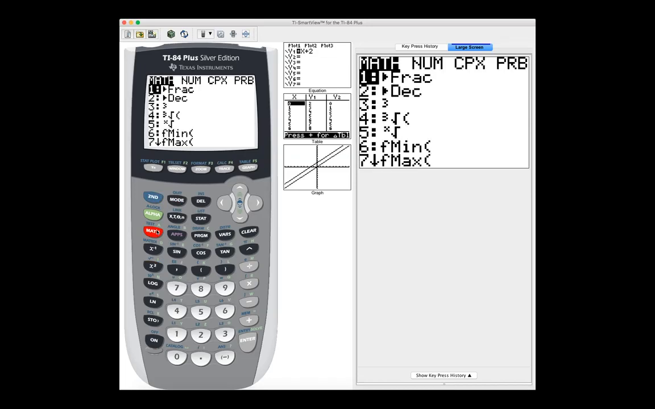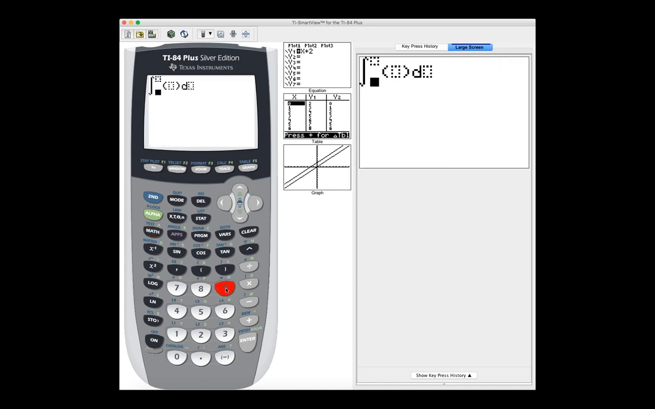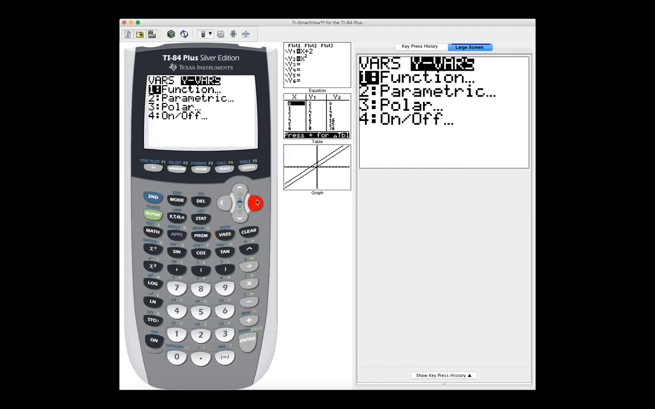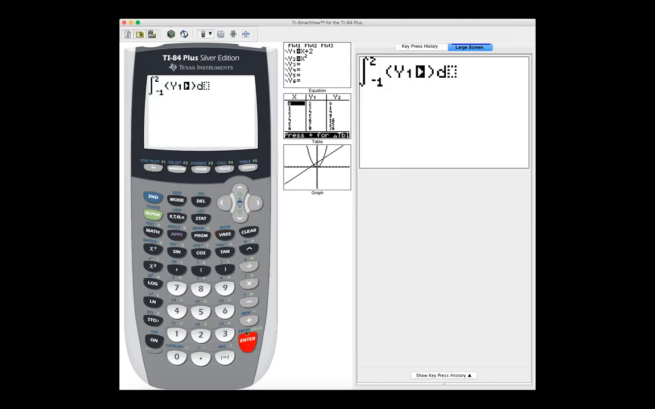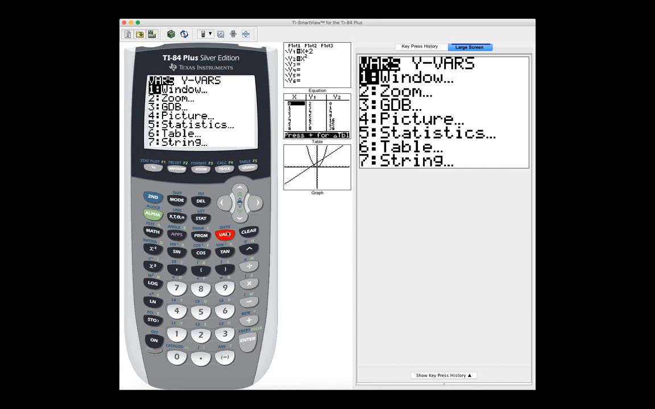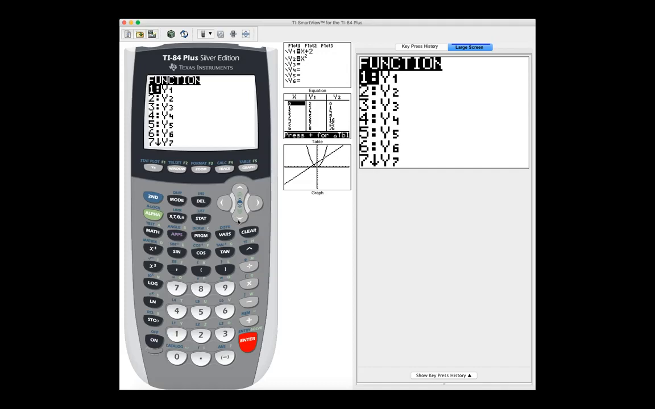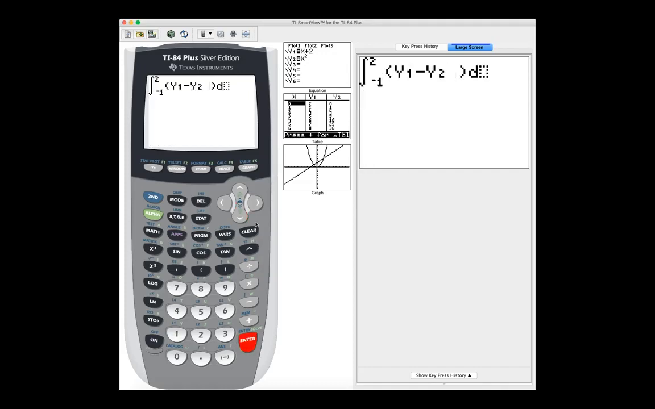I'm going to go to math. And then what's my integral? 9. And I was doing the integral from -1 to 2. And it's your y plus 2, which is in your y1, minus vars, scroll to the right, enter, and then y2. And then I'm going to plug in dx, because remember, I took all my y's and I put x's now. And then I hit enter, and I get 4.5. If you were to do this integral by hand, you would get 4.5.